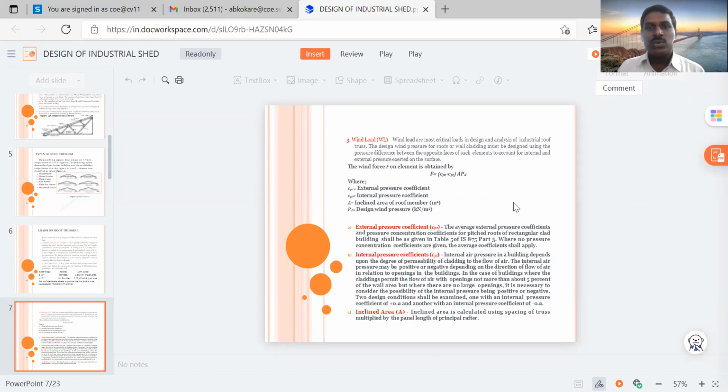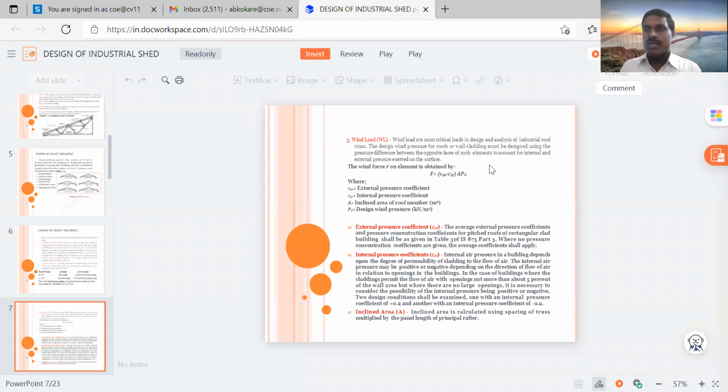That we have to consider while calculating the wind load. So what is wind load? Wind loads are the most critical loads in the design and analysis of the industrial roof truss. The design wind pressure of the roof or wall cladding must be designed using the pressure difference of the opposite faces.